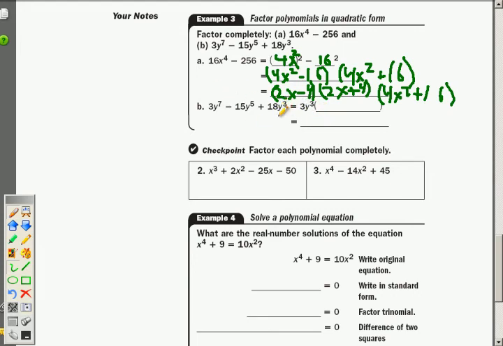Just like this one here is y to the 3rd, y to the 5th, y to the 7th, and they're all divisible by 3. So I'm going to take 3y to the 3rd out of all of them, and I'm going to be left with y to the 4th minus 5y squared plus 6, sorry. And then you can break that thing down.